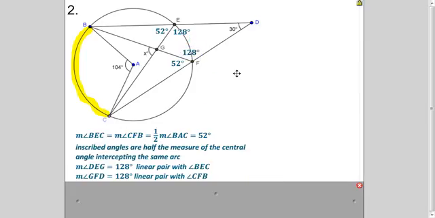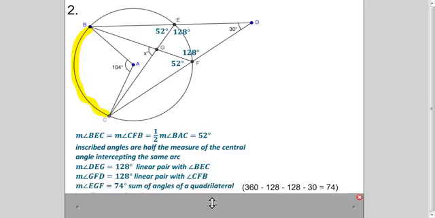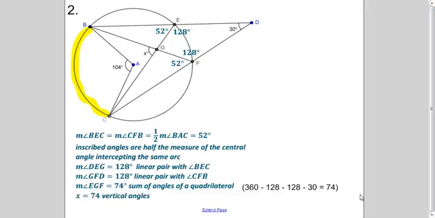And what do the interior angles in a quadrilateral add up to? They add up to 360 because we could always decompose it into two triangles. So 2 times 180 gives us 360. So our missing angle right here, EGF, is 74 degrees. So we just take 360, subtract 128, 128, and 30, and we get 74. And so that must mean that x is 74 because we have vertical angles.